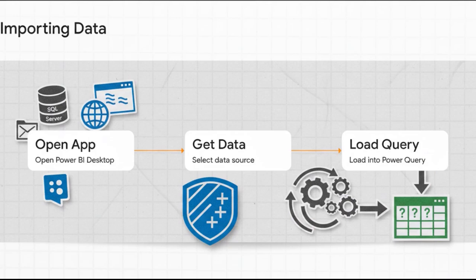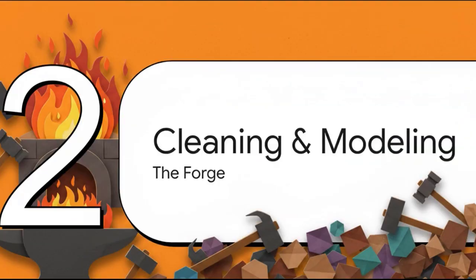Once you've audited for those quality issues, step 3 is simply bringing those materials into the workshop. You just open Power BI Desktop, click Get Data, selecting whatever your source is, whether that's Excel, SQL, or the web, and load that raw data directly into Power Query. Moving right along to phase 2, cleaning and modeling data, the Forge.